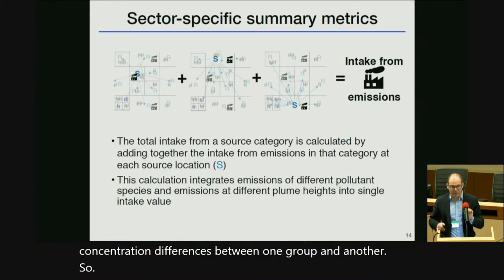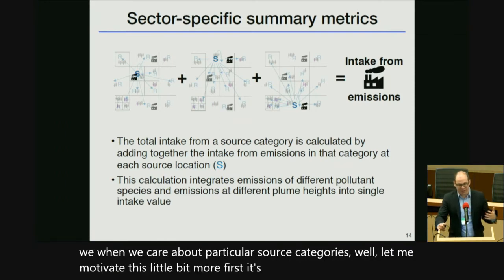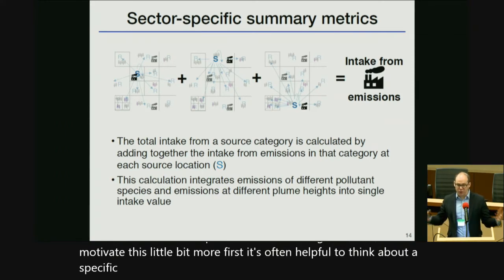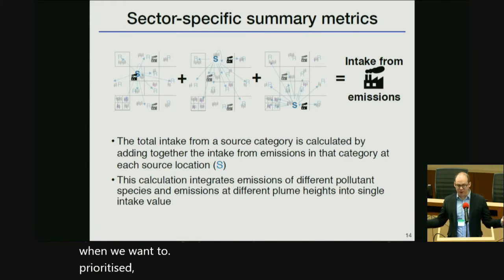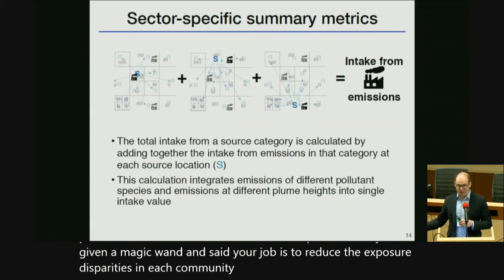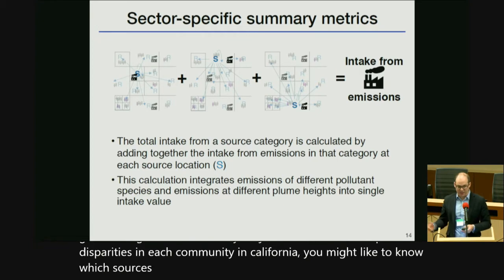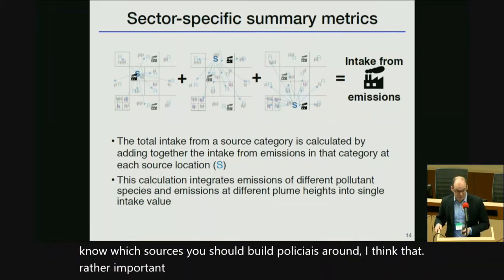So when we care about particular source categories, well, let me motivate this a little bit more first. It's often helpful to think about a specific source category and compare different source categories when we want to prioritize how to reduce environmental disparities. So if you were given a magic wand and said, your job is to reduce the exposure disparities in EJ communities in California, you might like to know which sources you should build policies around. I think that's a rather important question here in Sacramento and around the state, right?